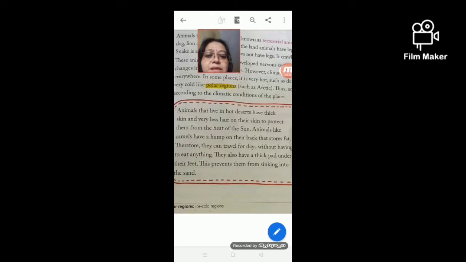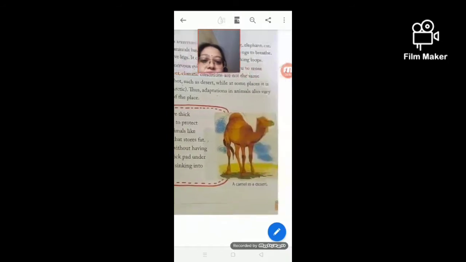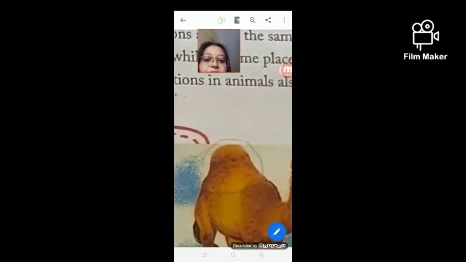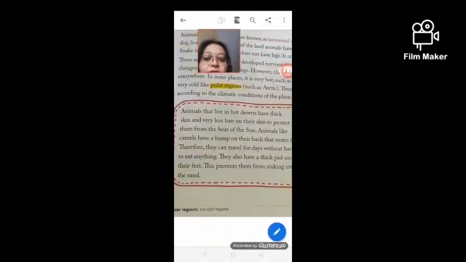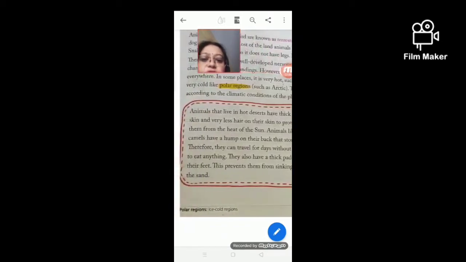Animals like camels have a hump on their back that stores fat. See this hump over here, it stores fat in it, and therefore they can travel for days without having to eat anything.